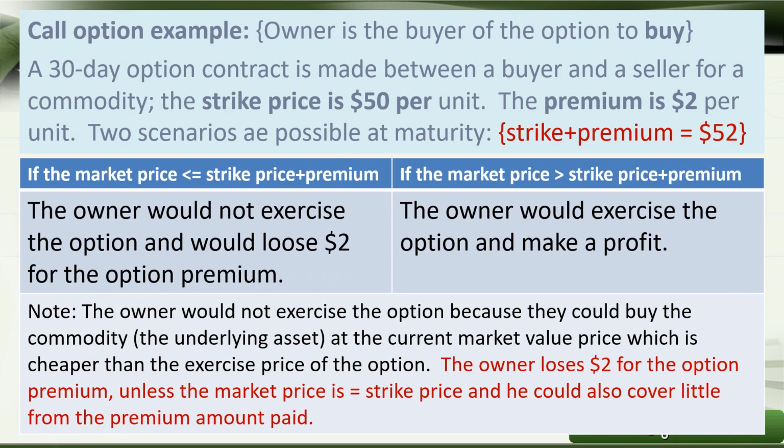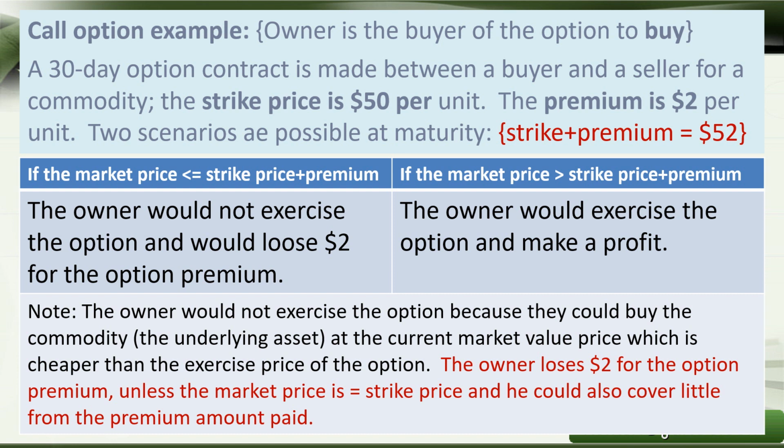Let's see an example for a call option. In a call option, the owner is the buyer of the option to buy. A 30-day option contract is made between a buyer and a seller for a commodity. The strike price is $50 per unit. The premium he paid is $2 per unit. Two scenarios are possible at maturity. We should keep in mind the strike plus premium for the buyer of that option. The cost is about $52, because the strike price is 50 and he already paid the premium.